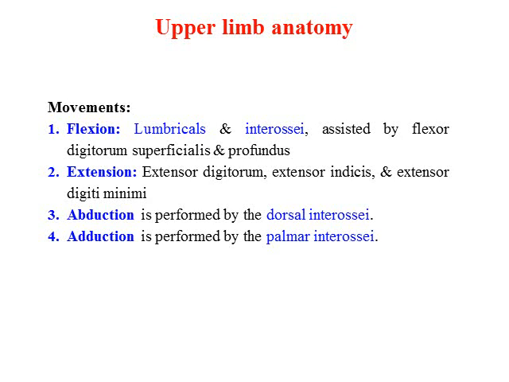The movements which are possible at the level of the metacarpophalangeal joint are flexion, extension, abduction, adduction, and a small amount of rotational movement. Flexion is performed by lumbricals and the interossei, assisted by the flexor digitorum superficialis and profundus, while extension is performed by extensor digitorum, extensor indicis, and extensor digiti minimi. Abduction is performed by the dorsal interossei. Adduction is performed by the palmar interossei.